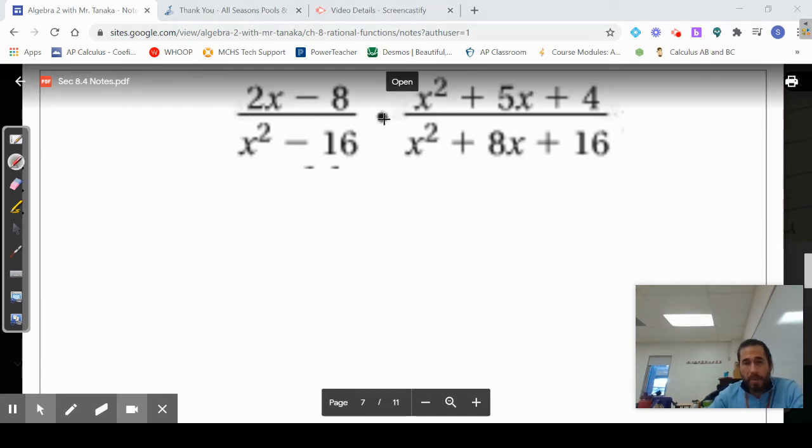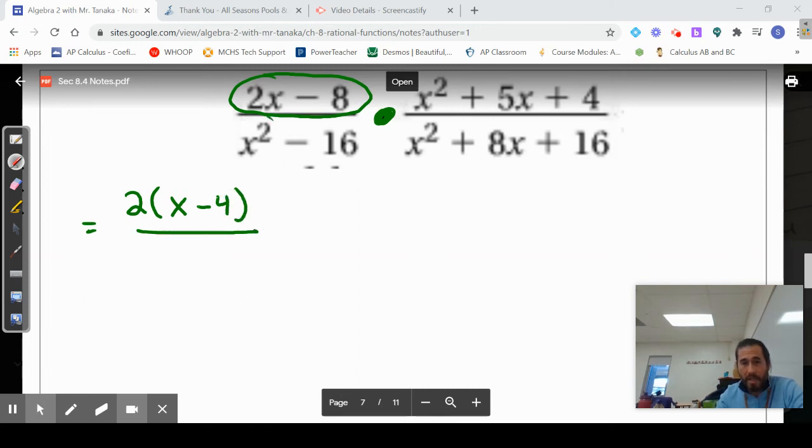Well, the way I do a multiplication problem is I first factor everything. Factor everything, right? It's like I have 4 mini problems. There's mini problem number 1. They both have a 2 in it. So I'm going to take out a 2. Factoring is like division. 2x divided by 2 is x. Negative 8 divided by 2 is negative 4. Boom. I'm going to go straight to the bottom. Oh, that's x squared minus 4 squared. That's a difference of squares.